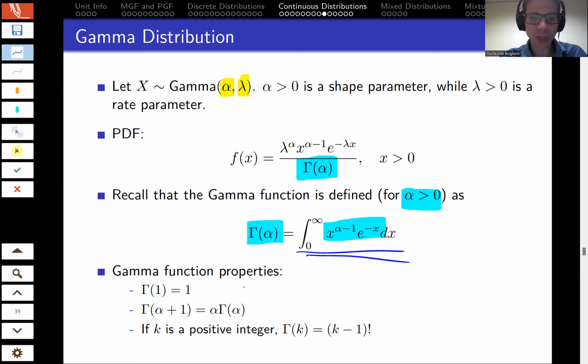And you also have those properties. Gamma 1 is 1. But then there's this very handy property that gamma of alpha plus 1 can be obtained iteratively from gamma of alpha: alpha times gamma of alpha is gamma of alpha plus 1. And those 2 properties together yield that if k is an integer, then gamma of k is a very simple expression. It's just k minus 1 factorial.